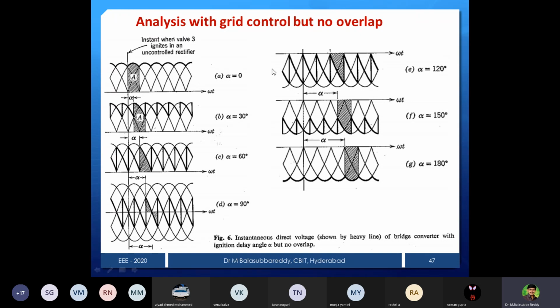Now let me start with alpha equal to 0. So how are we able to get alpha equal to 0? This is the crossover point. From that you can shade the AB. Then if I shift this alpha from this point to this point, what will happen? This is your output. If we shift further to this, then this is the output. Like that I go on shifting. You can see alpha equal to 30 degrees, then alpha equal to 60 degrees.